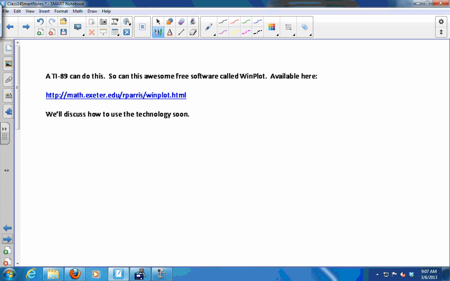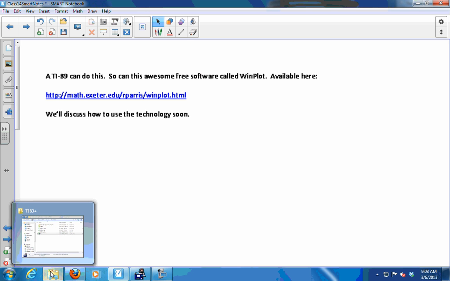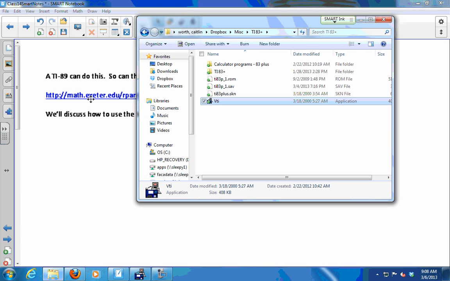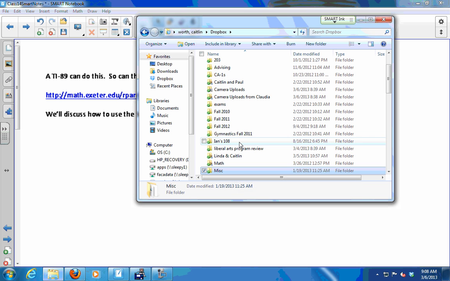So a TI-89 can do it. You can look in your manual for how to do it. And there's also this free software. This is what I use whenever I'm making vector fields or sketching solutions to ODEs, and numerical solutions. It's free, it's really cool, and it can do all kinds of other stuff besides ODEs. You can go to that site and download it. It's called WinPlot.